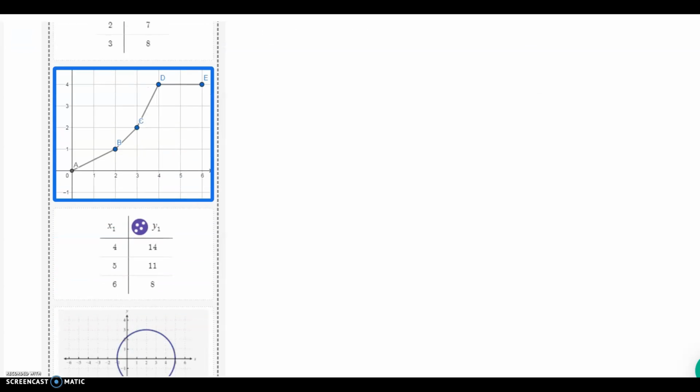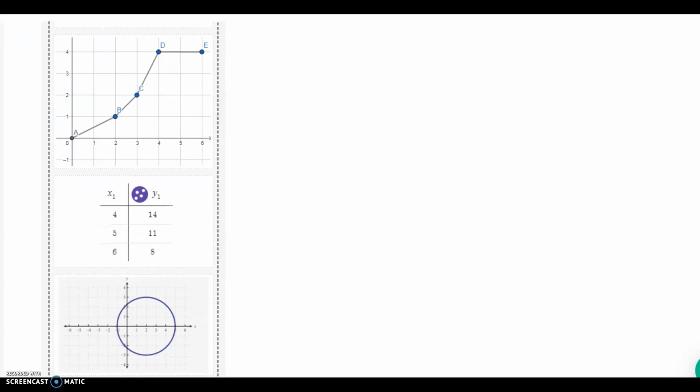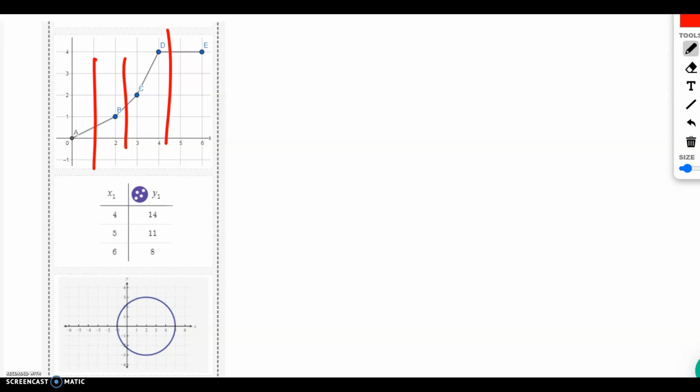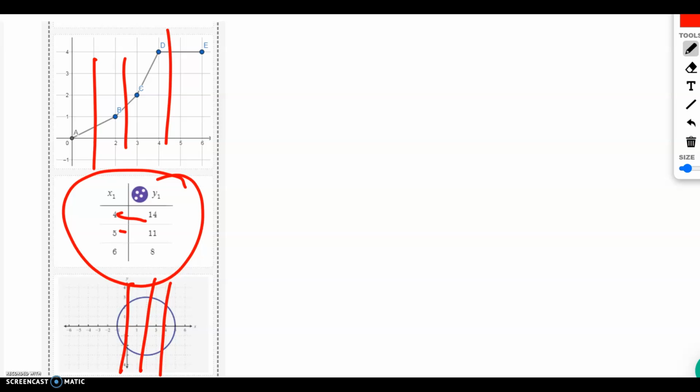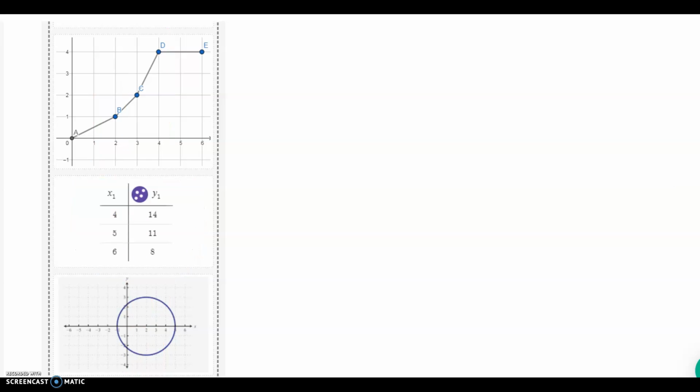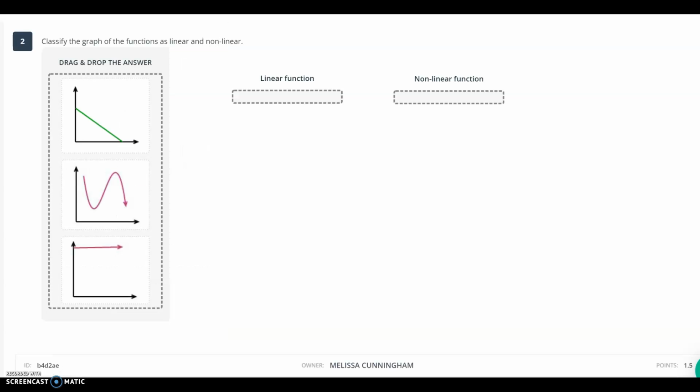If I look at this next one right here, I could do the vertical line test on this one. That one would be a function. If I go down here and do the vertical line test, we would find that it is not a function. Right here, every input has one and only one output, so yes, that one would be a function. On to question number 2.